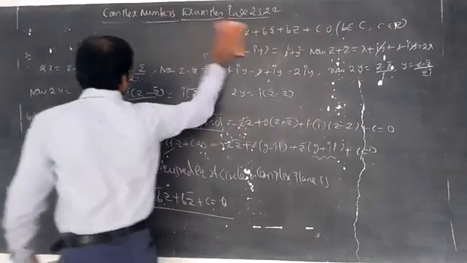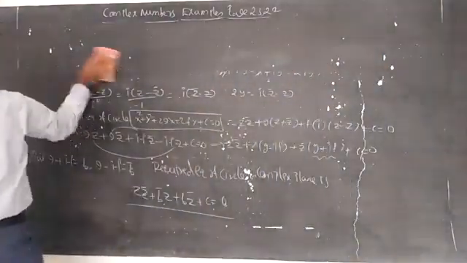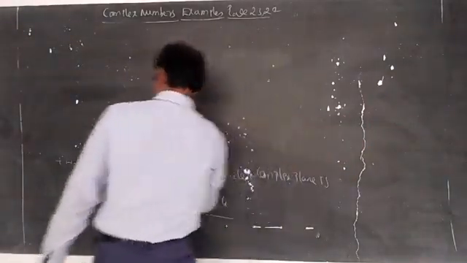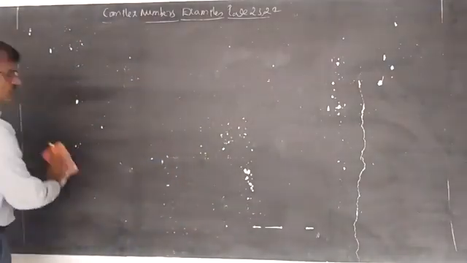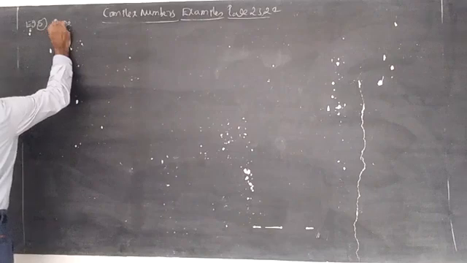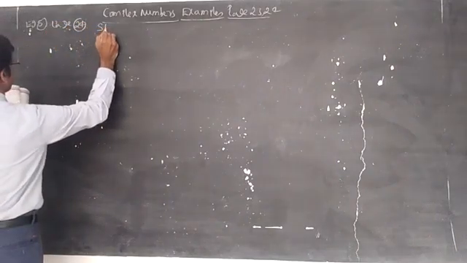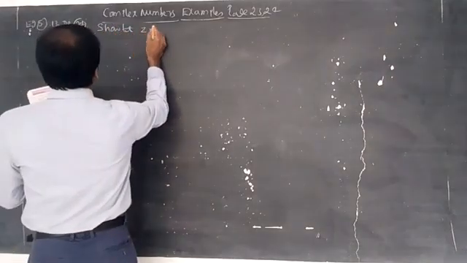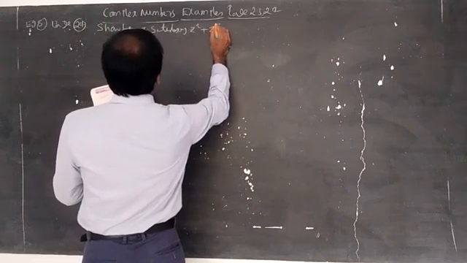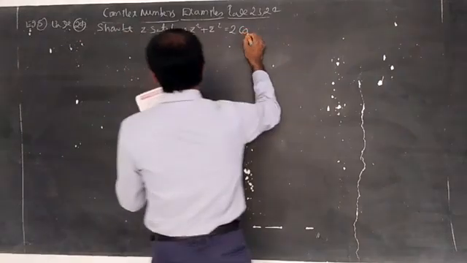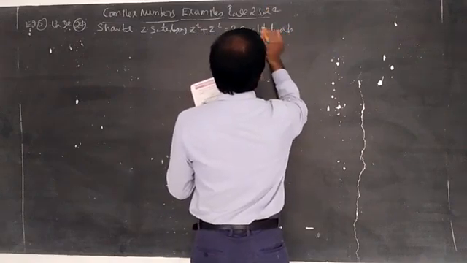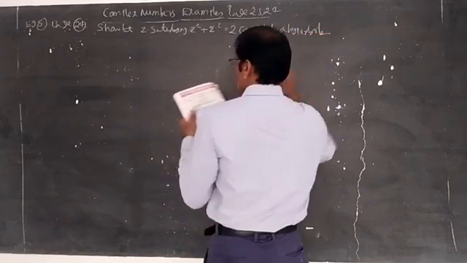Next, fifth question, page number 24, example 5. Show that the complex number z satisfying z square plus z bar square is equal to 2 constitutes a hyperbola.